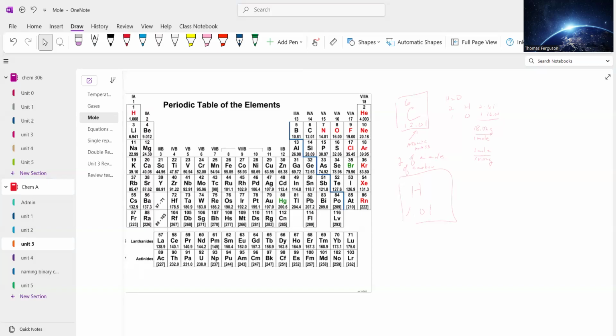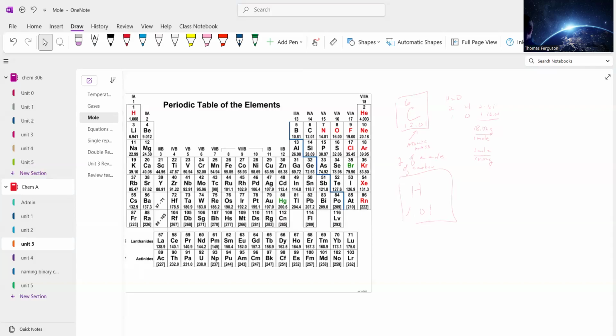Okay, so getting back to the hydrogen thing. If we're going to put 6.02 times 10 to the 23rd atoms of hydrogen on a scale, it would weigh a little over a gram. So the molar mass of hydrogen is what? 1.01 grams per mole.